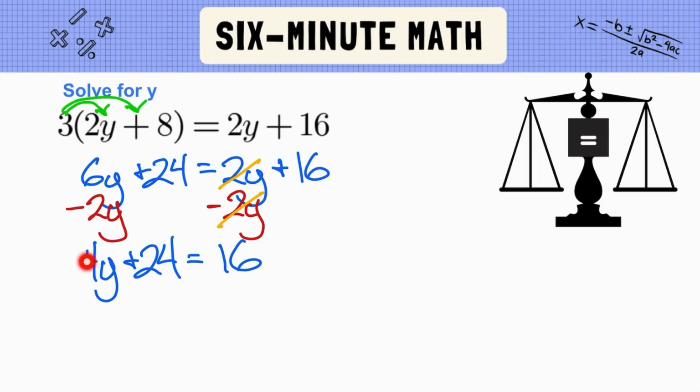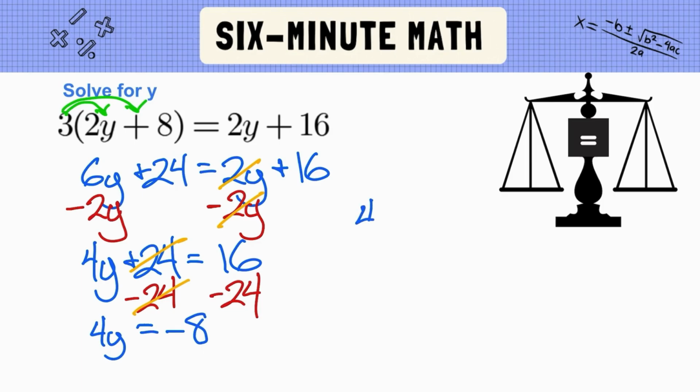I want my variable by itself, so I'm going to subtract 24. And if I subtract on the left, I need to subtract the same amount on the right. So let's see what I have remaining. I have my 4y. My positive 24 and negative 24 cancel each other off. And that is going to equal 16 minus 24, which is negative 8. I'm going to write that here just to give myself some more space.